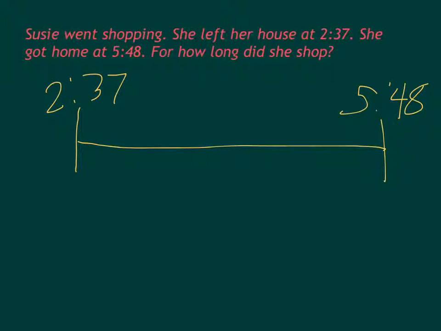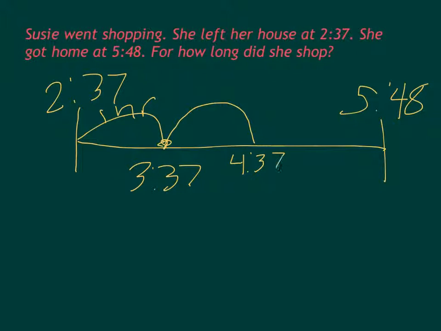Now we're going to do some jumping along our timeline. So if we add an hour to 2:37, it would be 3:37. So above this, we're going to write 1 hour. So we're at 3:37. We can still add another hour. That would give us 4:37, which is another hour.